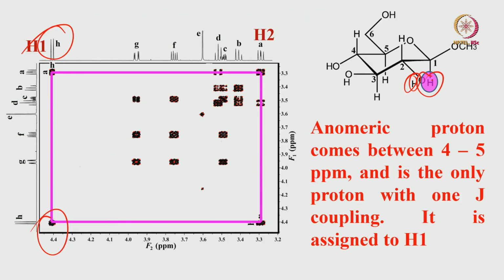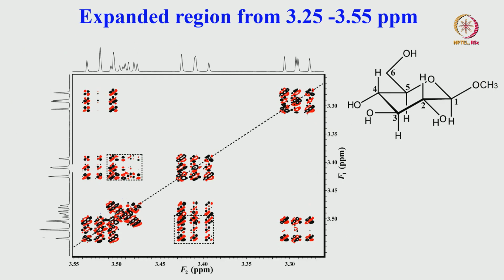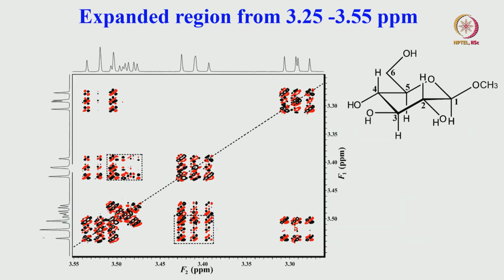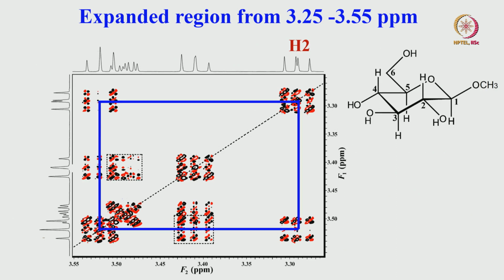And then if this region is expanded, you will see what is going to happen. The entire region up to this is expanded. We already know this is H2. From the anomeric proton we got this. From H2 go here, come here, complete a square. But why is this central peak missing?